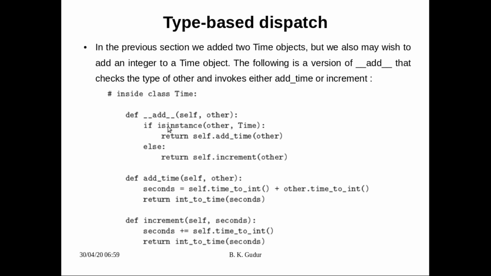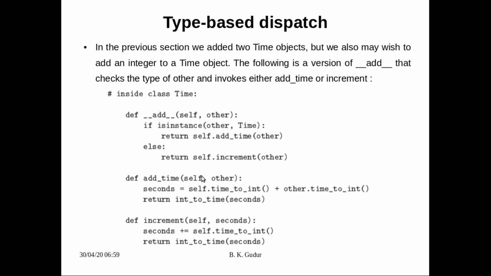So obviously what is the meaning here? If other is an object of Time, that is, if other is a time object, then return self.add_time, calling add_time and supplying other as a parameter. Else, if other is not an instance of Time, or not an object of type Time, then call self.increment and supply this other. So this is the earlier add_time.